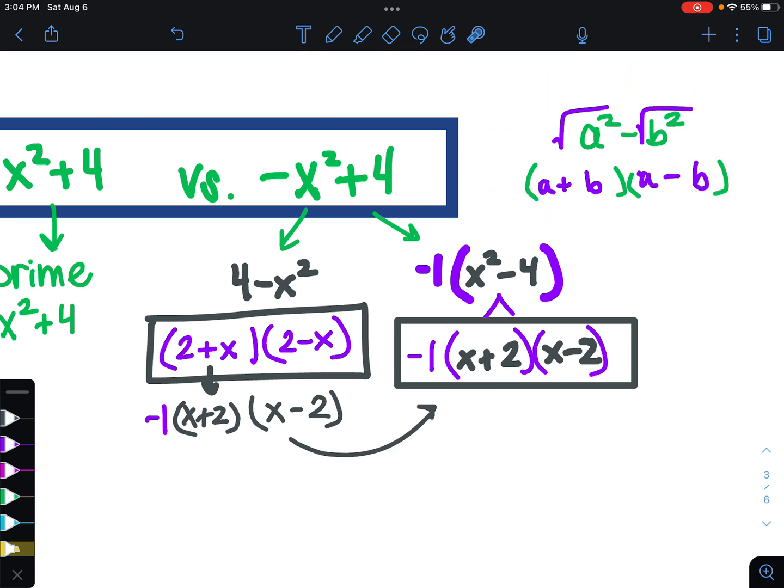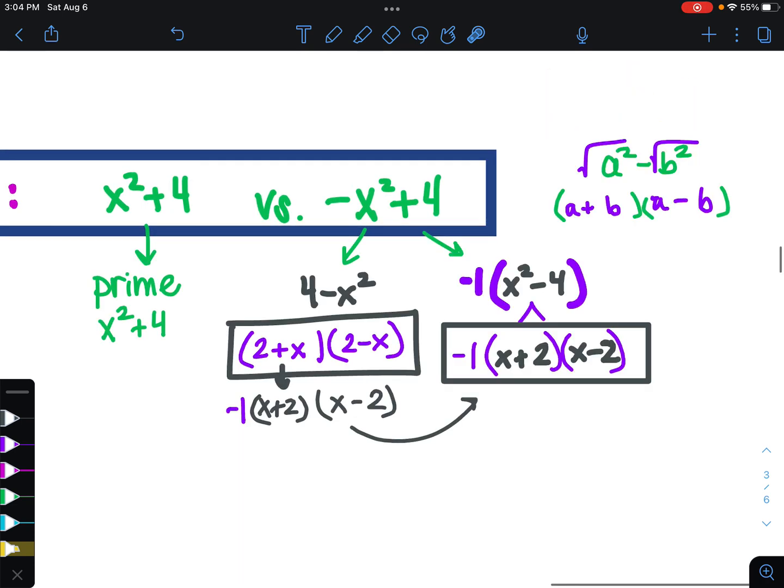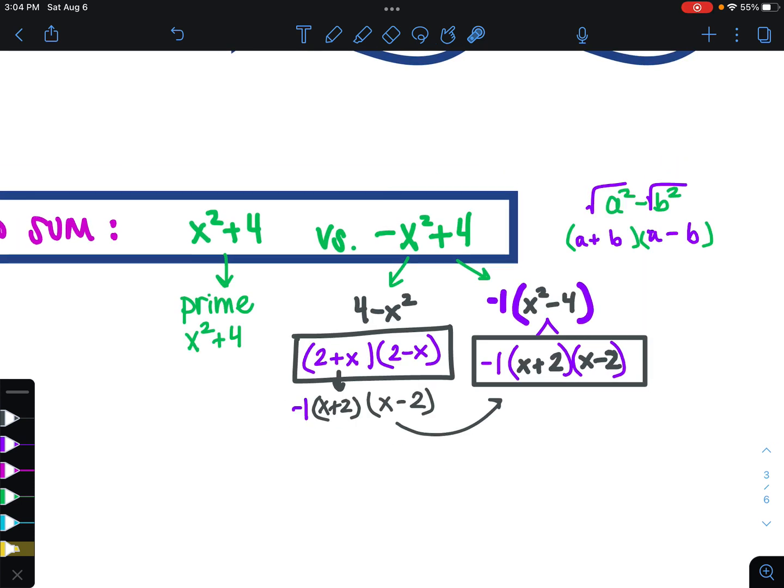But this is the main difference of two squares pattern. So just be really careful. If both of the terms are positive, it's a sum and we cannot factor. But if only one of them is negative, then you can use dots.